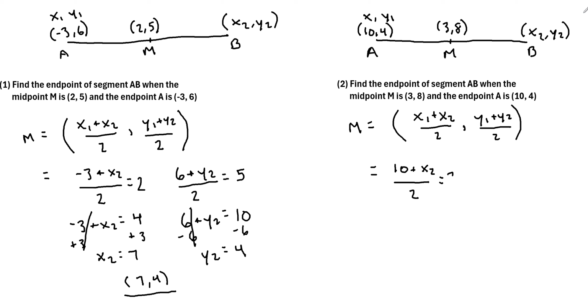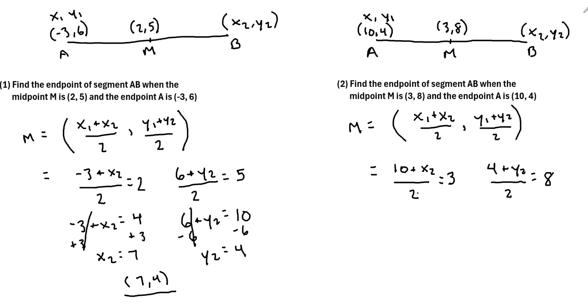We know that value. And then we have y1. So y1, we know that. That's 4. Plus y2. We don't know y2. We're trying to figure that out. Over 2. We know this whole expression has to be equal to the y coordinate of the midpoint. So we know that's 8. And once again, we're just going to solve for x2 and y2.